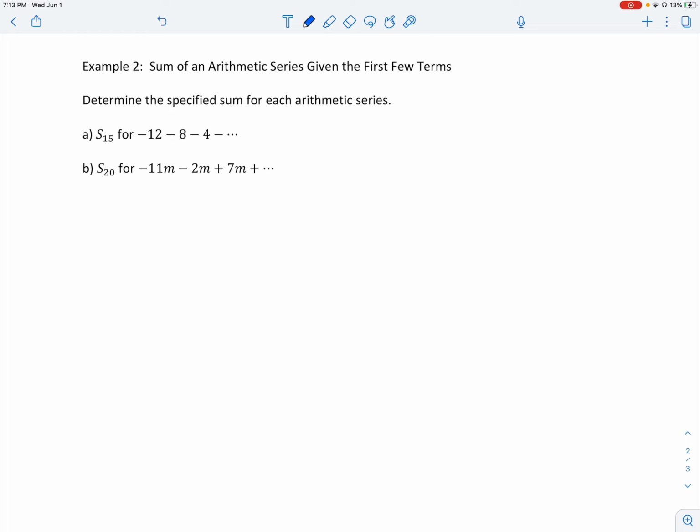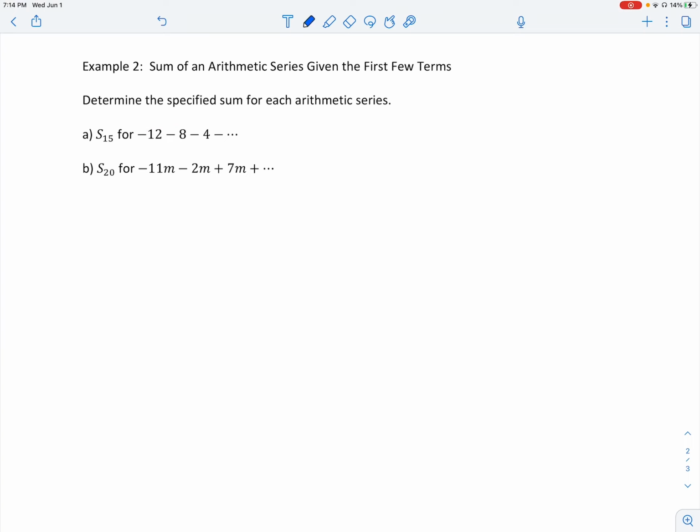In this second example, we're going to find the sum of an arithmetic series given just the first few terms. For part A, we want to find the specified sum, S15, the sum of the first 15 terms for this sequence. These are just the first three, and then there's a bunch more. There's a total of 15, and we want to find the sum of them.